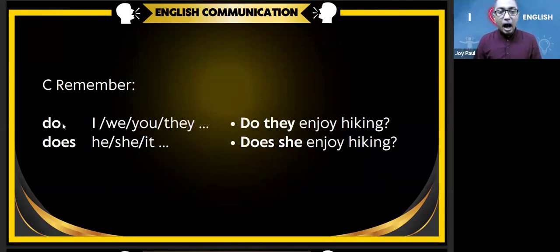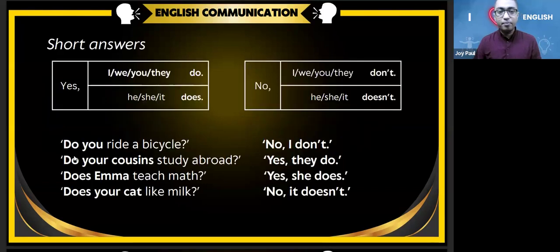Remember, we use do before I, before we, before you, before they. Let's say, do they enjoy hiking? We use does before he, before she, before it. Let's say, does she enjoy hiking? Great. Now, short answer. Yes, I do. Yes, we do. Yes, you do. Yes, they do. Yes, he does. Yes, she does. Yes, it does.